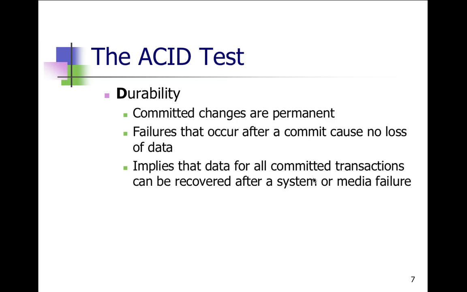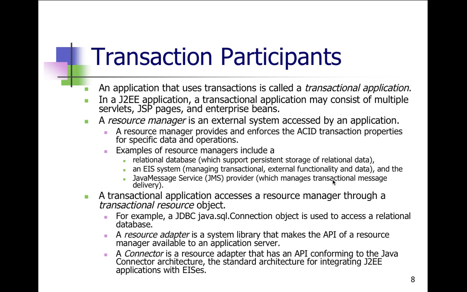And so the last part of the ACID test is the D for durability, which basically indicates that you're committing the changes and that they're permanent, and that failures that occur after a commit cause no loss of data. So it implies that the data for all of the committed transactions can be recovered after a system or media failure as well. So durability just means it's going to outlast. Once the commit actually occurs, they're permanent, and there's not going to be any way that any other transaction is going to mess up the system.